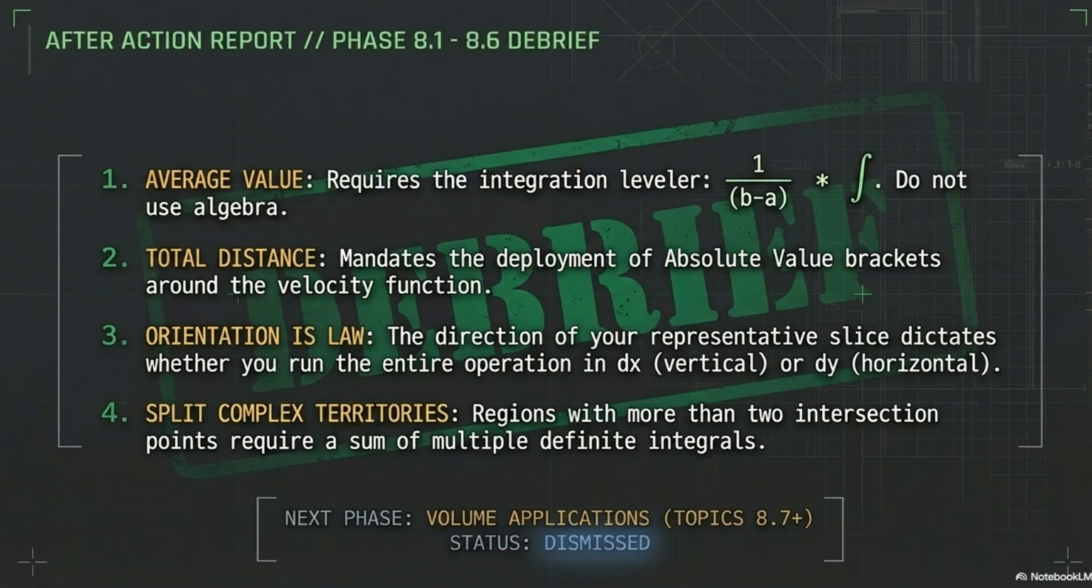Time for the after-action report. Phase 8.1 through 8.6, debrief. 1. Average value requires the integration leveler formula. 2. Total distance mandates the deployment of absolute value brackets. 3. Orientation is law. Your representative slice dictates dx or dy. 4. Split complex territories at intersections. You are now prepped for Phase 8.2, Volume Applications.